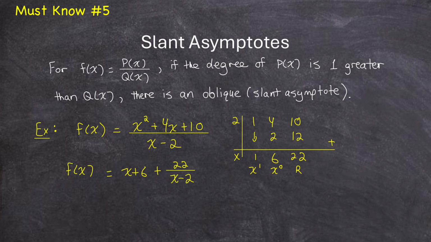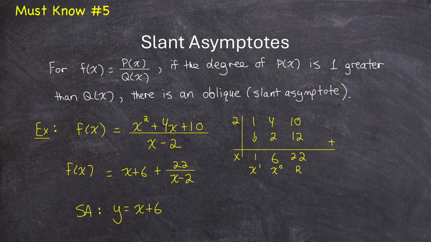And now you can see how this function grows as x goes to infinity. As x goes to infinity, this fraction is going to go towards 0. So the y values are going to go towards infinity along this line, x plus 6. Which makes this quotient, x plus 6, the equation of the slant asymptote.